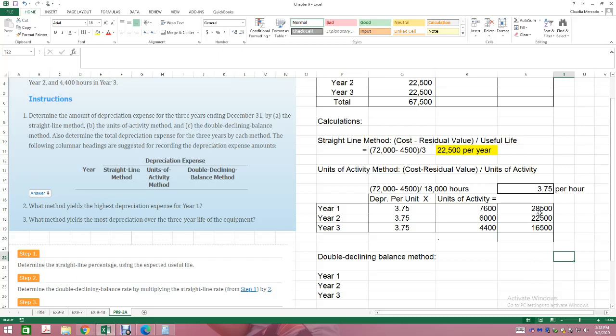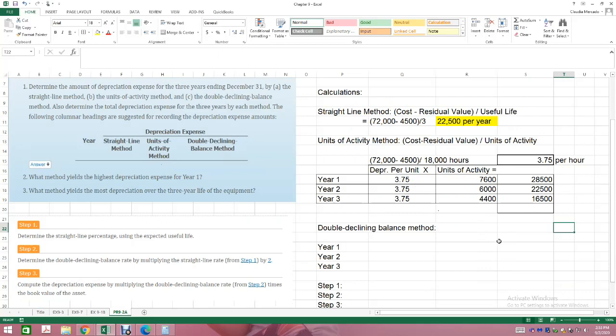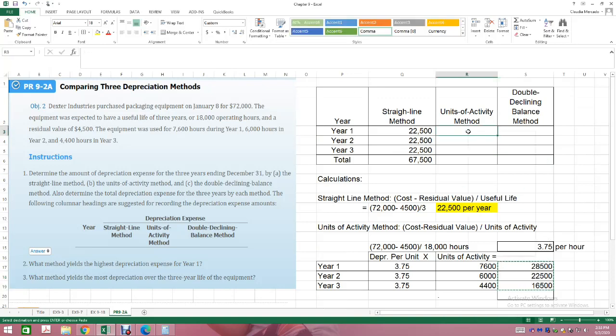So we have 28,500 for year 1 because it was the one that had the highest activity, 7,600. And then 22,500 for year 2, and then 16,500 for year 3. And this aligns to actual usage. Whatever the piece of equipment was used for, they kept track of the hours used, and we were able to calculate our total cost. Okay. So now that we've figured that out, we can just copy and paste these 3 numbers over here.